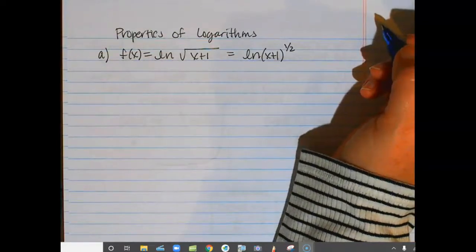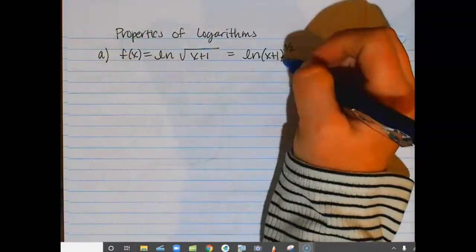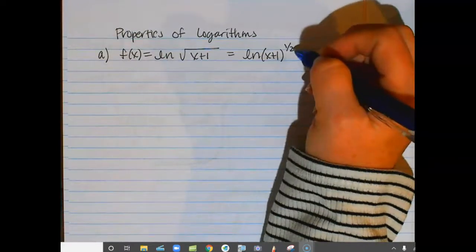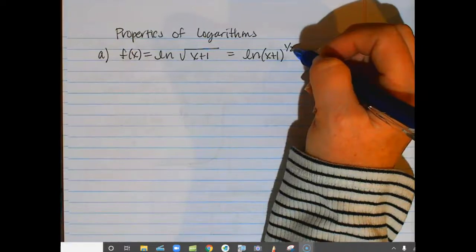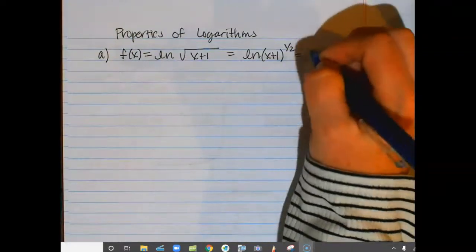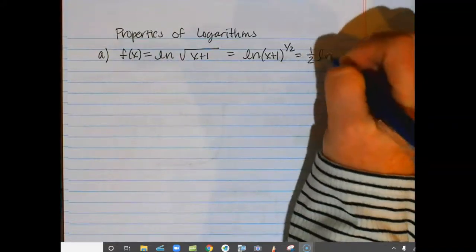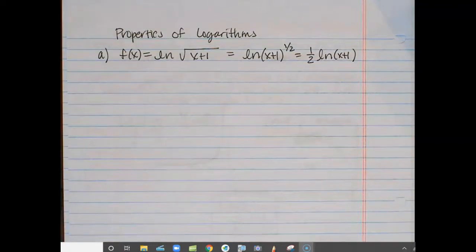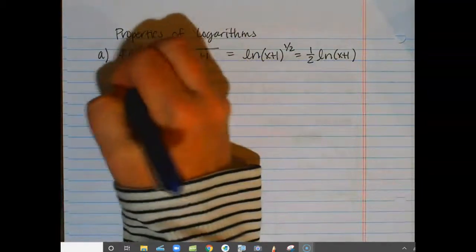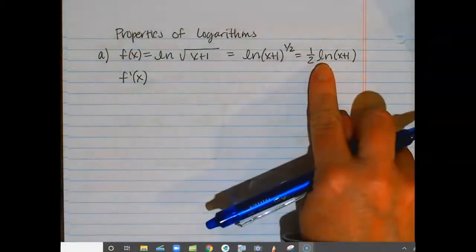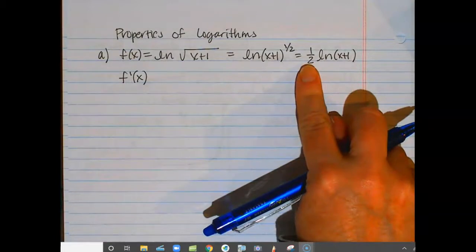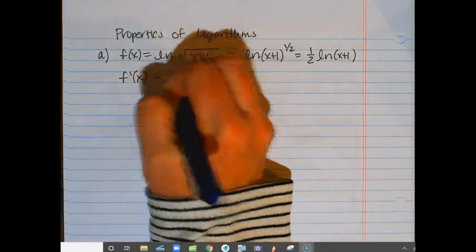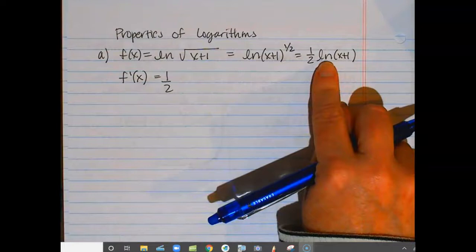And then if you remember your logarithm rules, when you have a log with an exponent, exponents are multiplication within logarithms. So this is the same as 1/2 the natural log of x plus 1, which is a way easier function to take the derivative of. So we're going to take the derivative now of our simplified version here. We're going to keep the 1/2 because it's a constant in the front, 1/2. We're going to take the derivative of natural log.